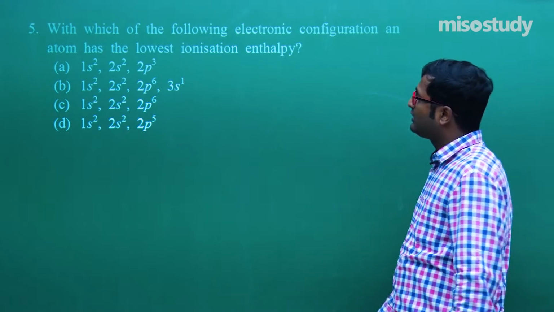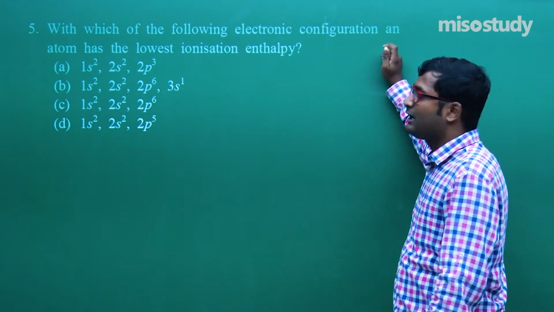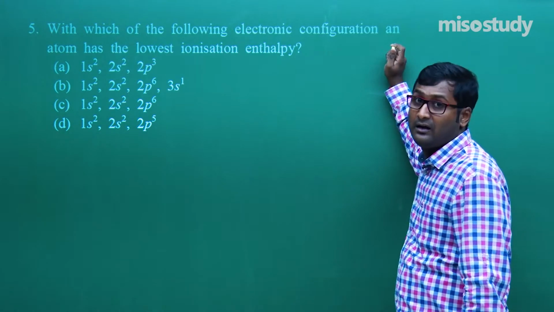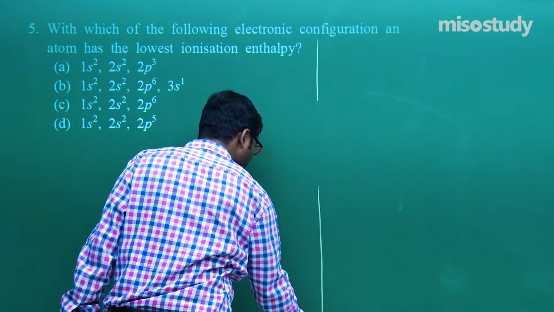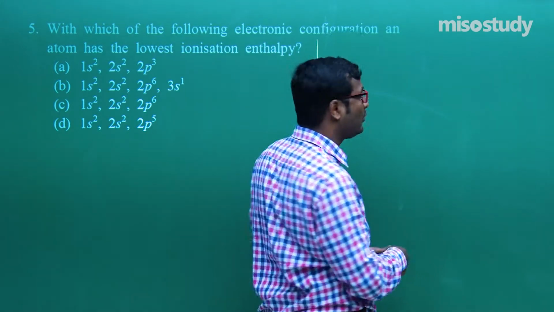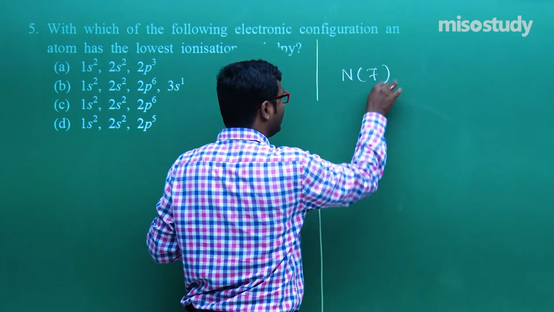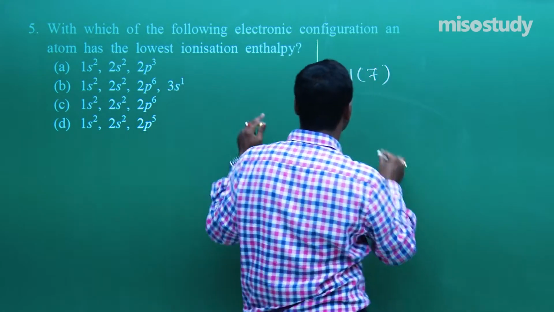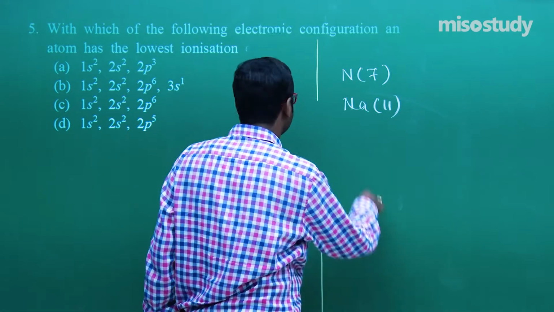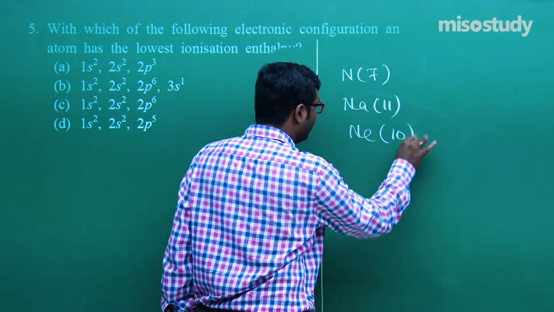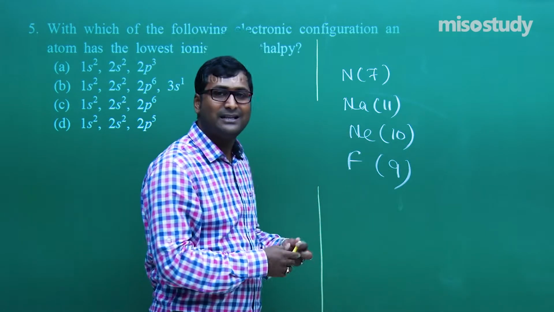Now let's move to question number 5. With which of the following electronic configurations does an atom have the lowest ionization energy? If the configuration is for a metal, then it will definitely have the lowest ionization energy. 1s2 2s2 2p3, that is for nitrogen. 1s2 2s2 2p6 3s1, that is for sodium. Am I right? 1s2 2s2 2p6, that is for neon. 1s2 2s2 2p5, that is for fluorine. Which one is a metal? That is sodium.